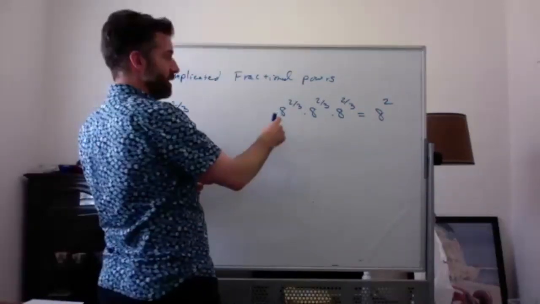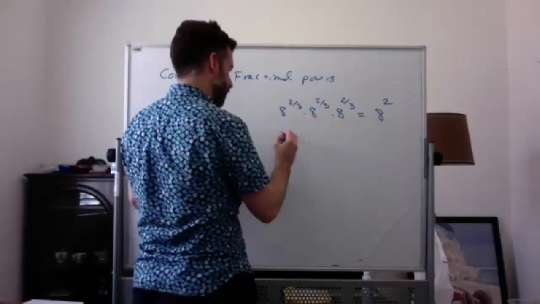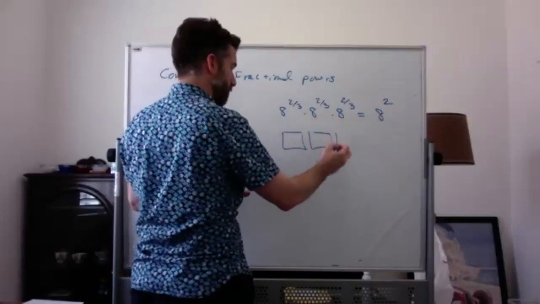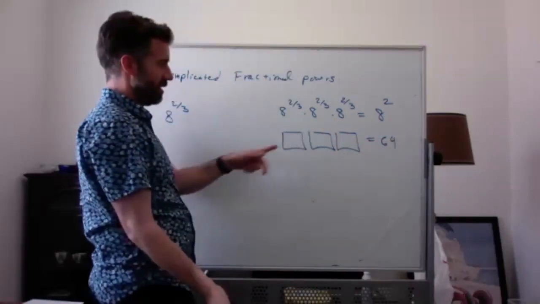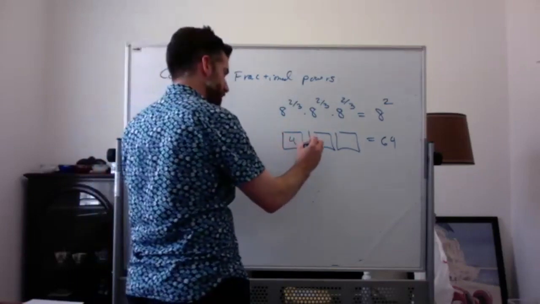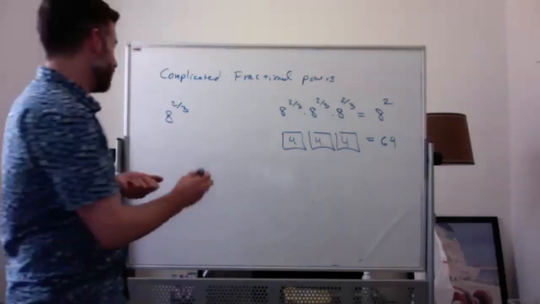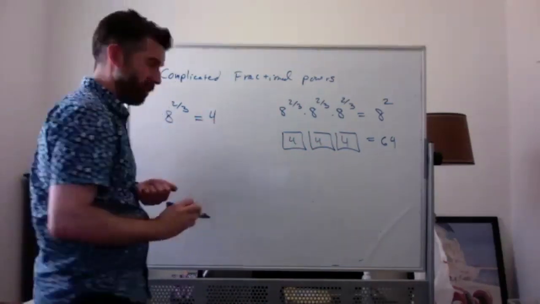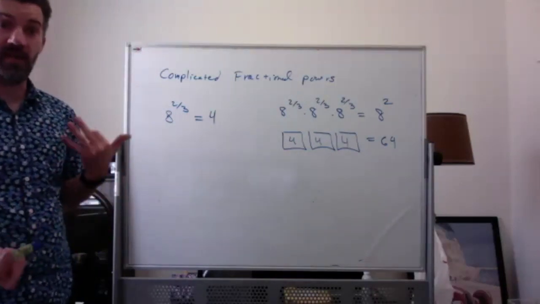So I have a number times the same number times the same number equal to 64. And what number do I multiply by itself 3 times to get 64? 4. So 8 to the 2/3 power is equal to 4. But this isn't the way I would actually find it. The way I would find it is the following.